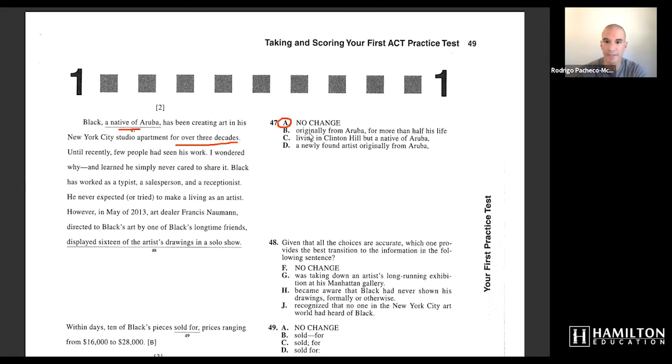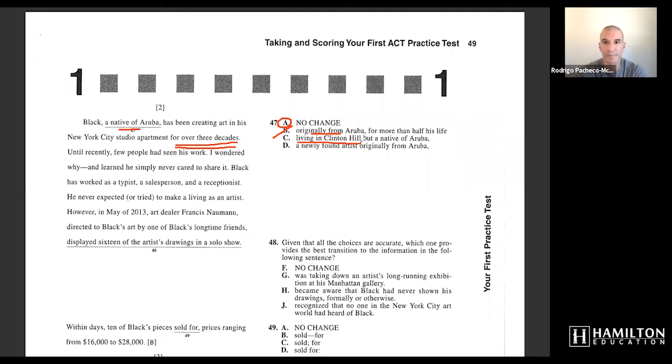So B tells us that he is originally from Aruba. This is new. And also tells us that for more than half his life, he has been creating art. Well, the previous paragraph tells us that he is 64. And this sentence tells us that he has been creating art for over 3 decades. So that is more than half his life. What we see in B is a redundancy with the second part of the phrase. C, living in Clinton Hill, but a native of Aruba.